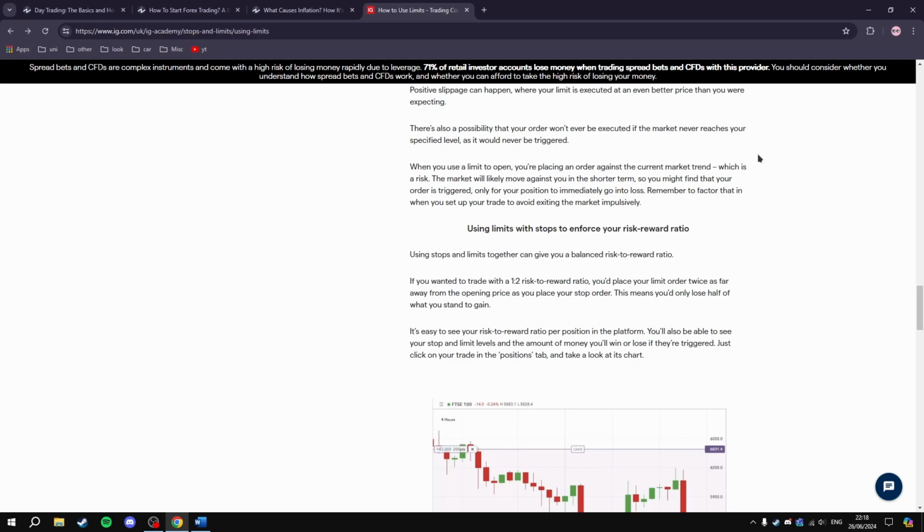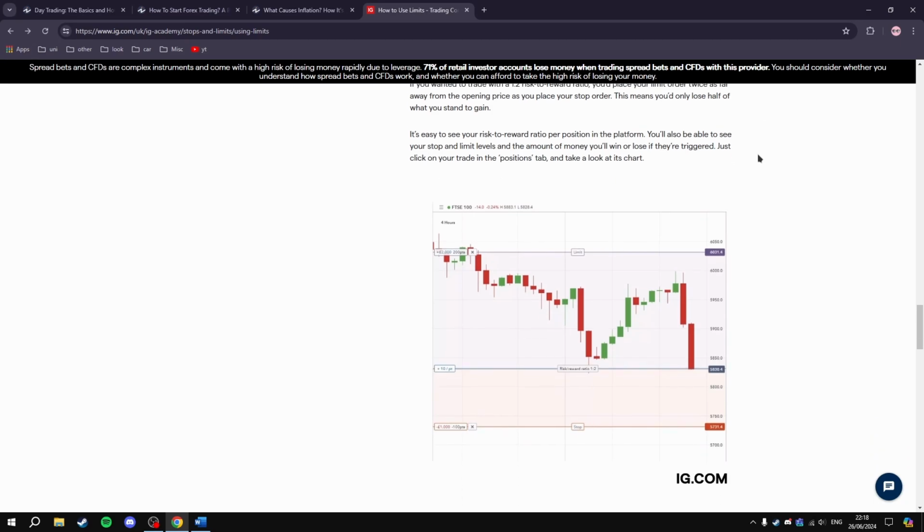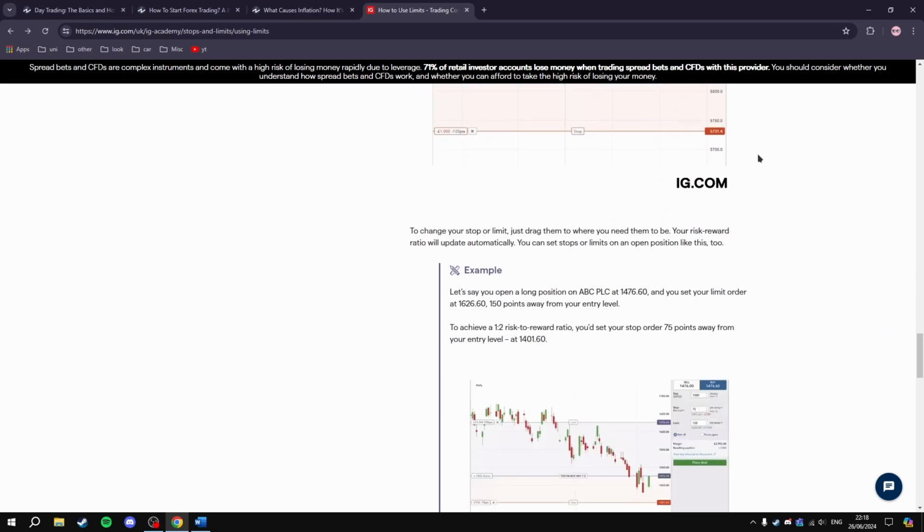Using limits with stops to enforce your risk to reward ratio. Using limits and stops together can give you a balanced risk to reward ratio. If you want to trade with a 1 to 2 risk to reward ratio, you place your limit order twice as far away from the opening price as you place your stop order. With a risk to reward ratio of 1 to 2, you only lose half of what you stand to gain. And it tells you how you can see your risk to reward ratio on the trading platform.